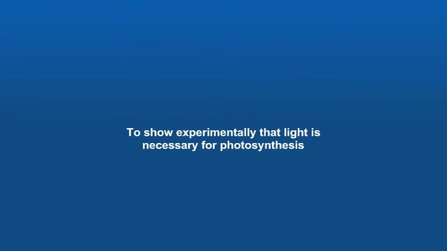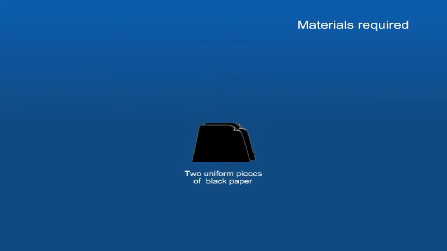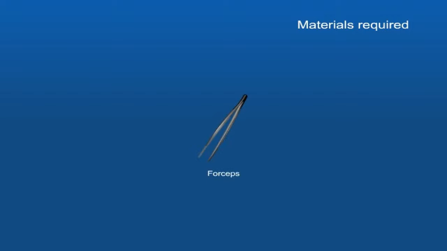To show experimentally that light is necessary for photosynthesis. Materials required: healthy potted plant, 2 uniform pieces of black paper, firm paper clips, methylated spirit, iodine solution, spirit lamp, petri dish, forceps, test tube, and test tube holder.